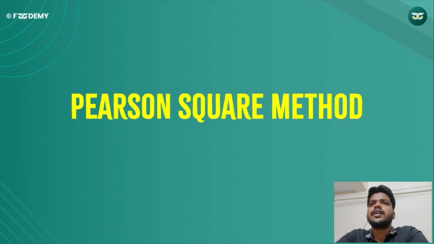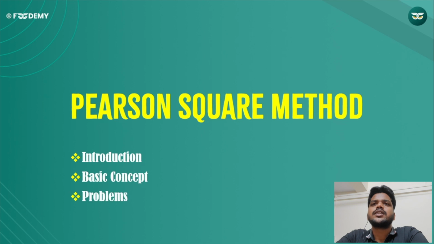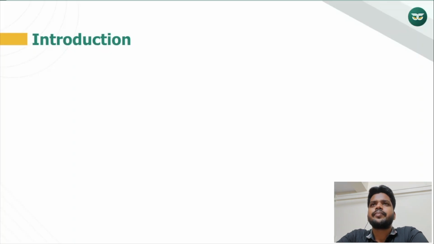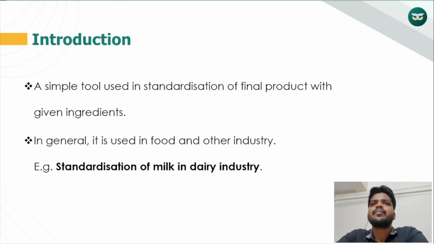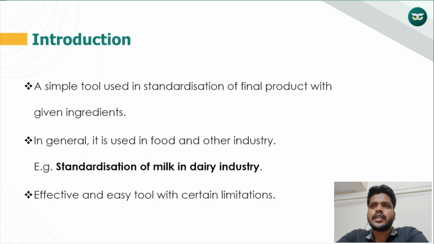Pearson square method. In this topic we are going to see the introduction of the topic, the basic concept, some problems related to it, and key points and its limitations. Pearson square method is one of the important methods used for standardization of the final product with respect to given ingredients. It is generally used for standardization of milk in the dairy industry. It also has certain limitations while we are using it.